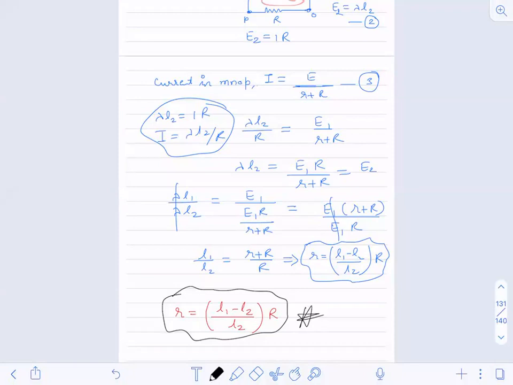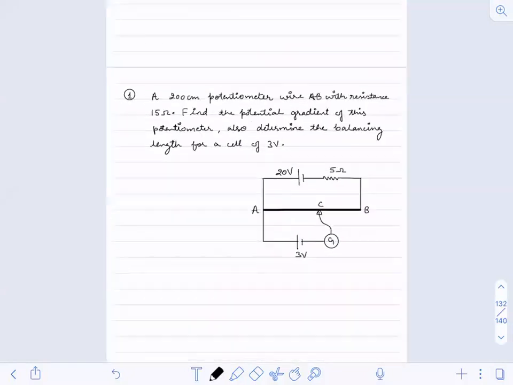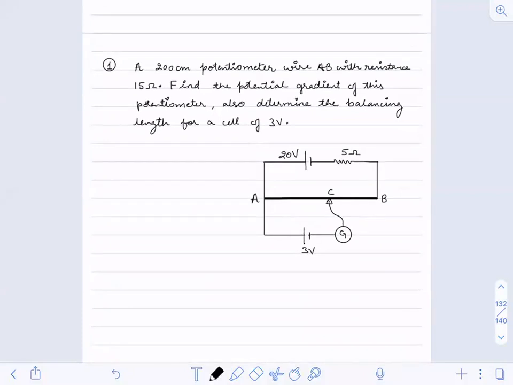Now we are going to solve a few numericals on this. Let us see this first numerical, combining all the three experiments. We'll see the question and identify the case, whether we have to find out the unknown potential, or compare the EMF, or calculate the internal resistance. So first we'll identify the case and then solve the numerical.